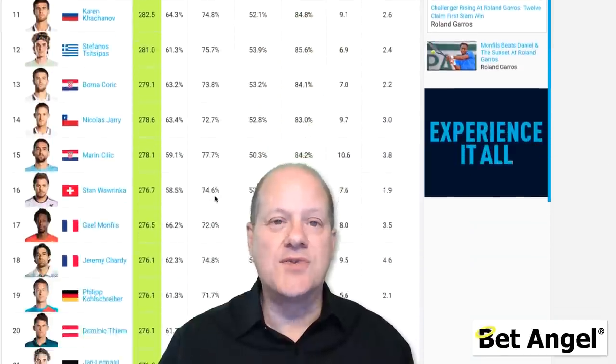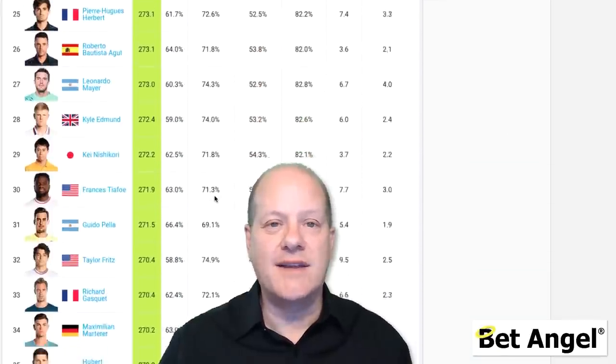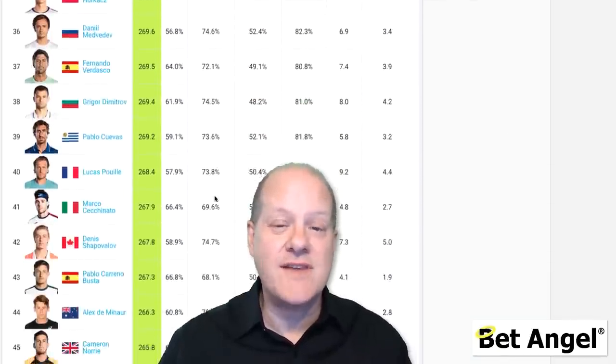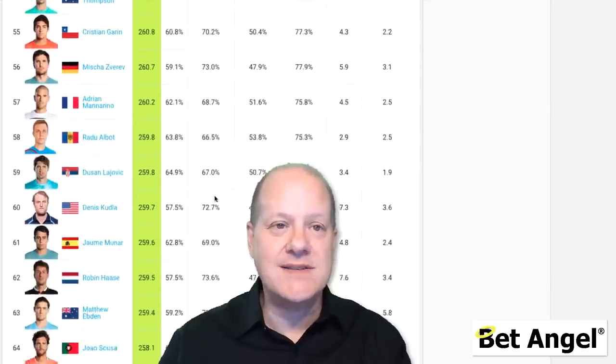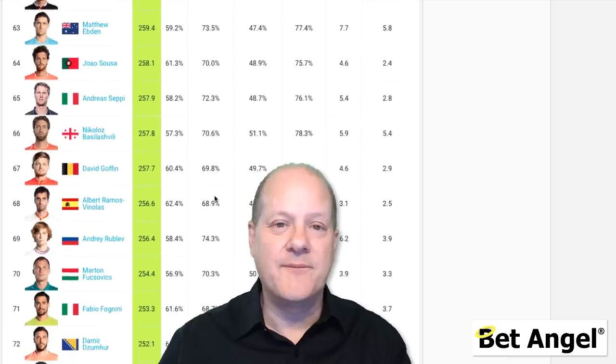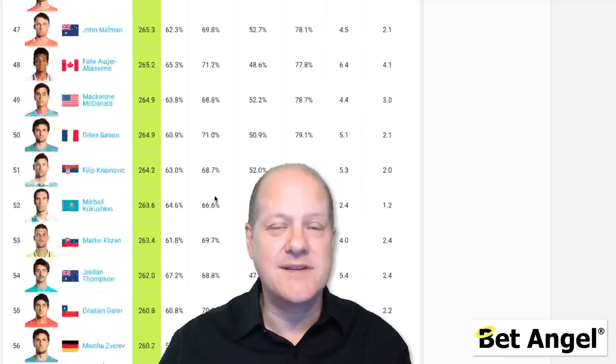And so you can see these are all of the service stats, and then you can just scan down the list. But you can see they're actually in the sort of 70s. That's about the area in which most of them are at. And then as we get down to the slightly lower ranked players, they start to go into the 60s and so on.